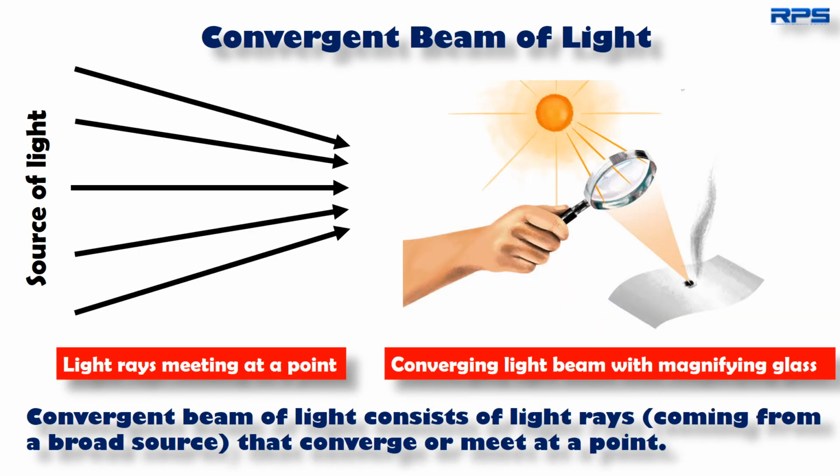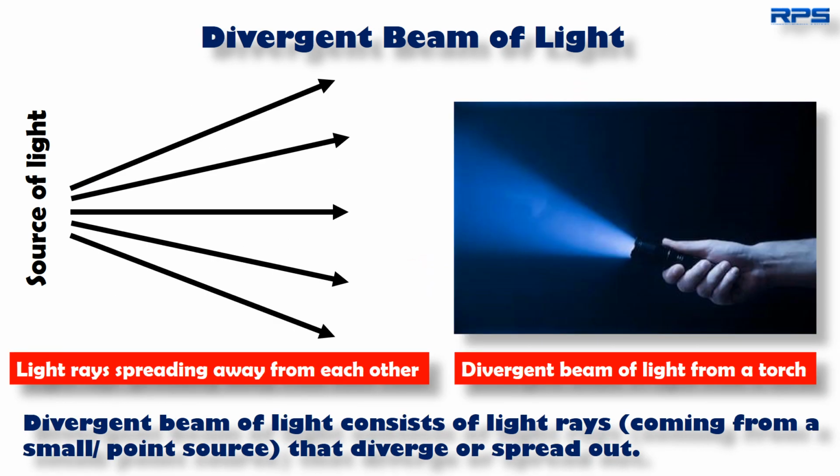A convergent beam of light consists of light rays coming from a broad source that converge or meet at a point. Sunlight passing through a magnifying glass converges to a point. This is an example of a convergent beam of light. A divergent beam of light consists of light rays coming from a small or a point source that diverges or spreads out. A beam of light coming from a torch is an example of a divergent beam of light.